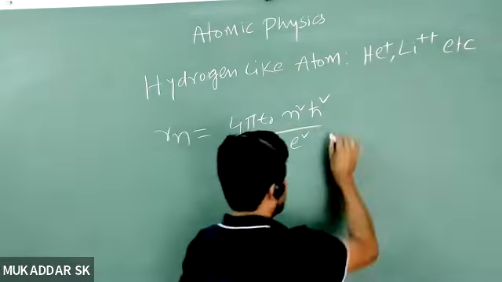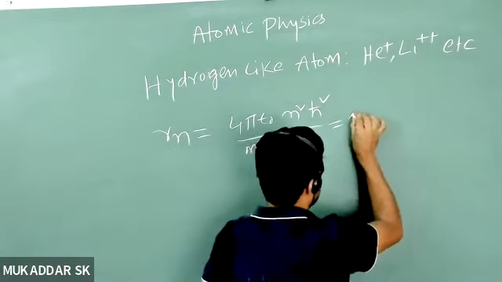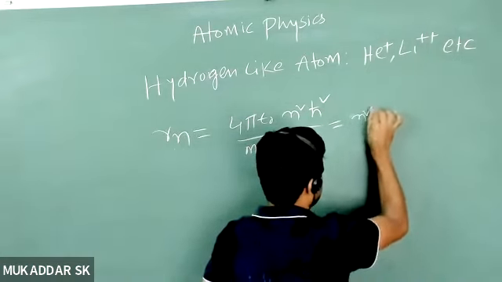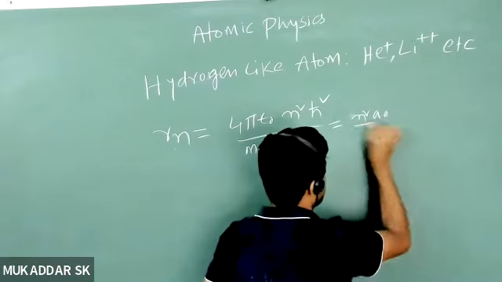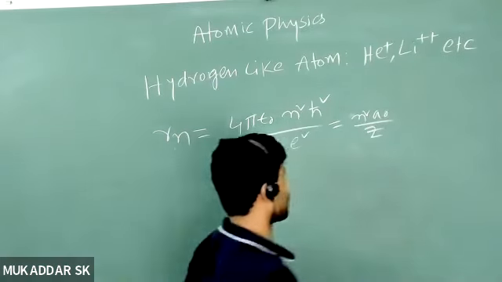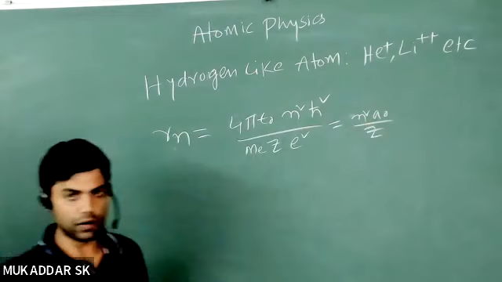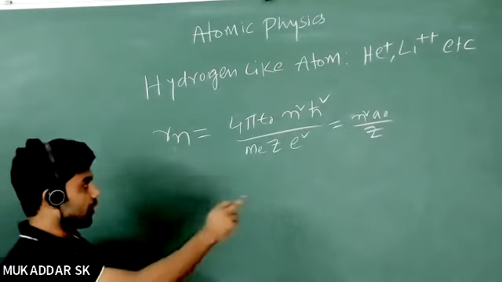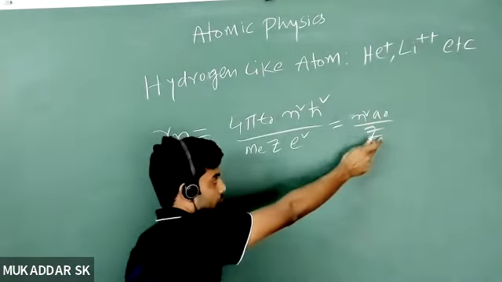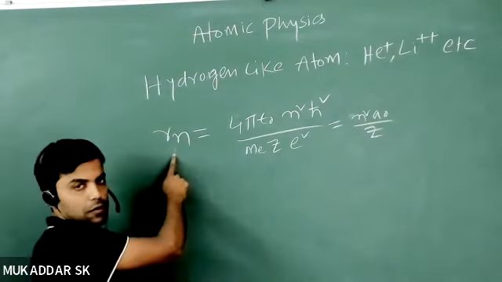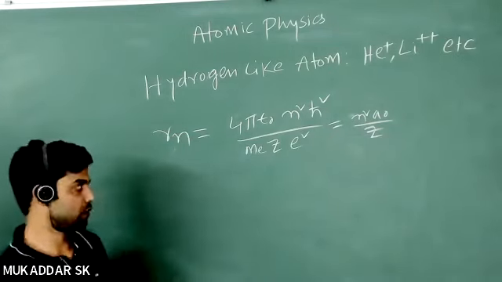In short, you can write it like n square a naught divided by Z, where a naught is the Bohr radius. So for helium ion, the first Bohr orbit will be smaller as compared to hydrogen.